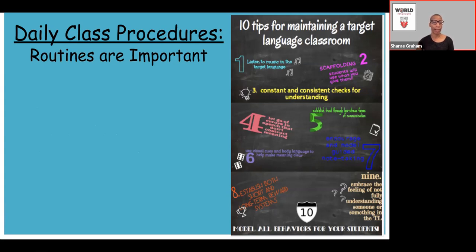If we look at number five, it states stress-free forms of communication. Platforms such as Flipgrid and Vocaroo allow students to record themselves speaking for a particular assignment. They can do so at home in a comfortable environment, which is low stakes.